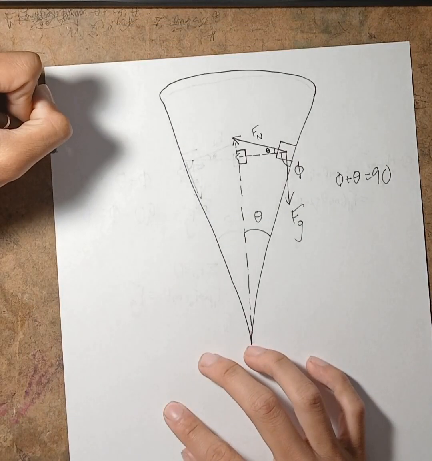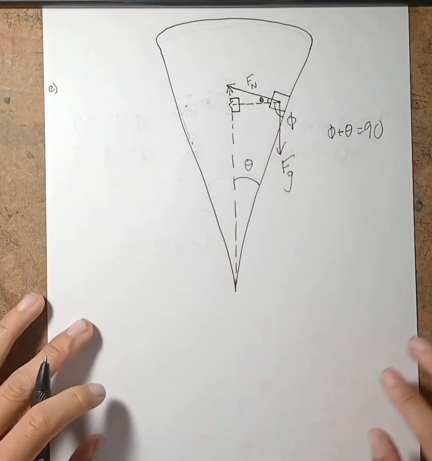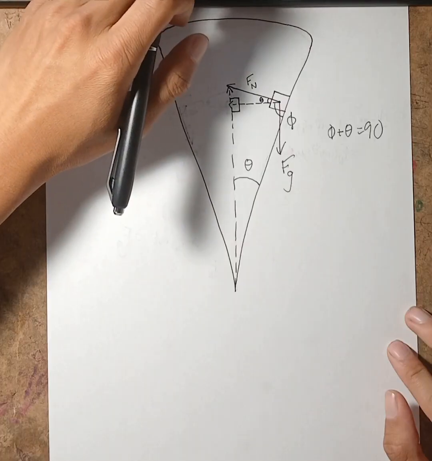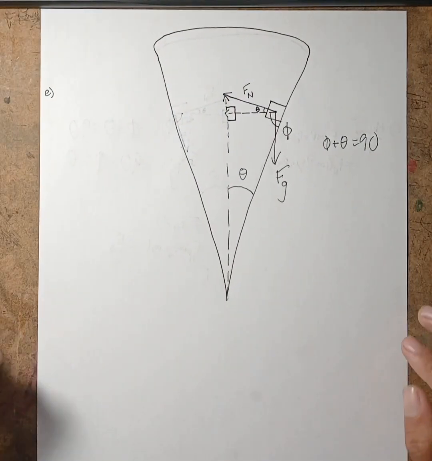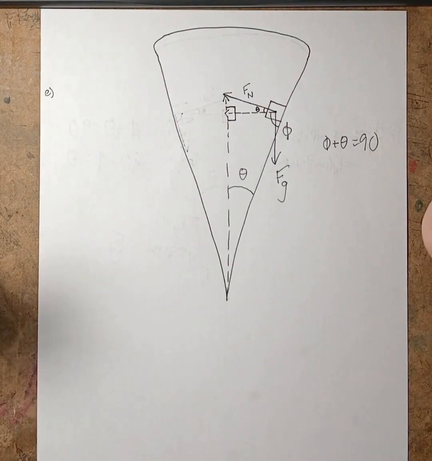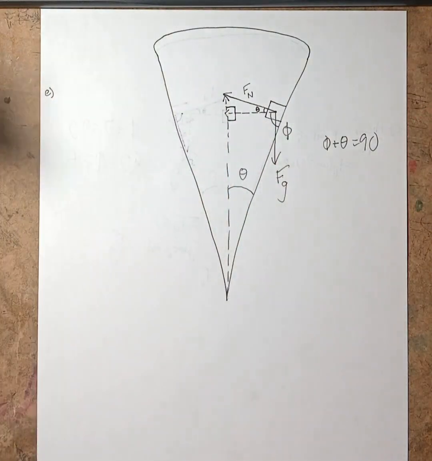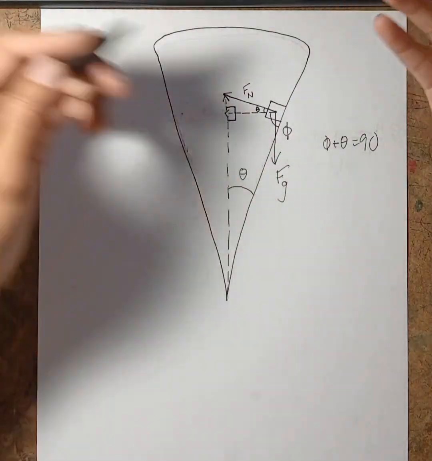Part E, derive the function for maximum speed in terms of r, g, mu s, and theta. Okay, so since this car is going at its max speed, its tendency is to go up this ramp. We'll take it like a bank curve. It's basically a bank curve.